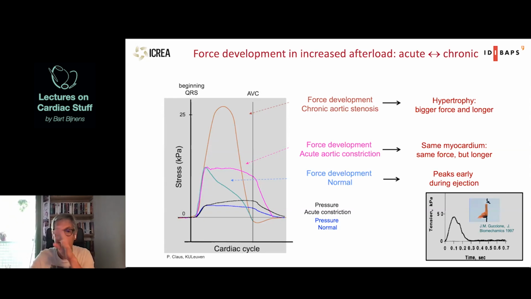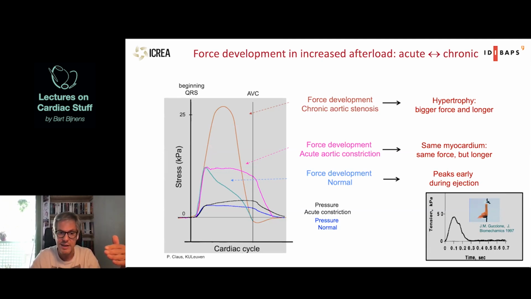Right? So the advantage is you can cope with the loading acutely without failing. The disadvantage is that you are less well prepared to do the filling for the next ejection. Now, obviously, if this is chronic, so if you have an increase in loading for a long time, for example, a developing aortic stenosis, then of course you get hypertrophy, as we said before.